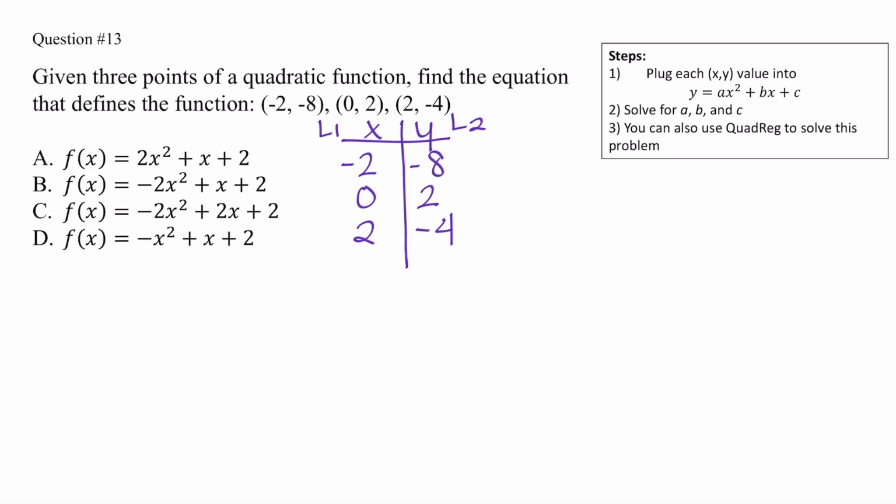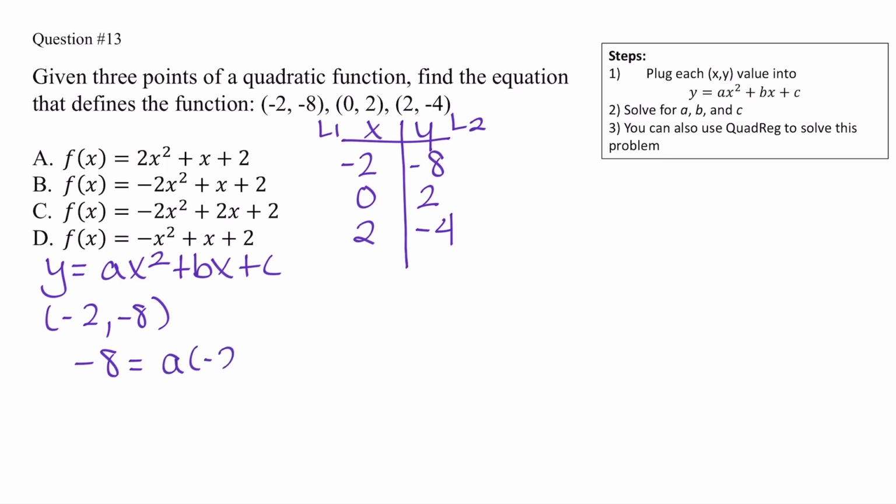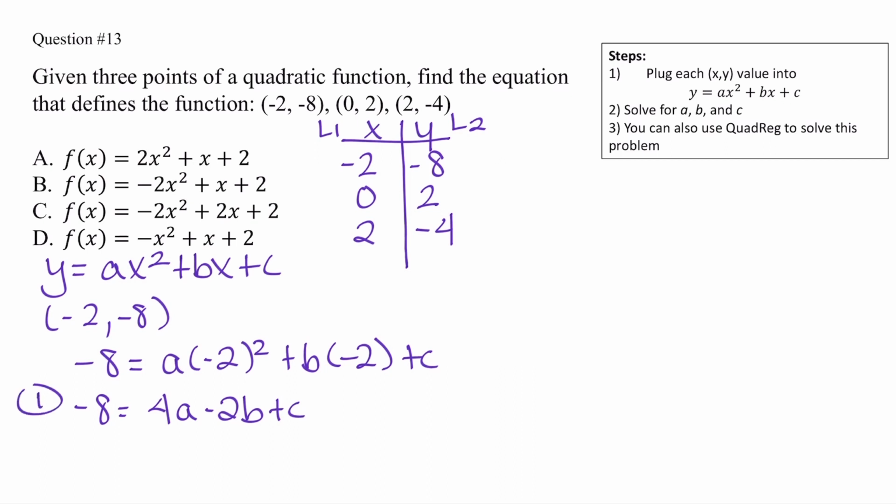To do this, you're going to plug in each of the points into standard form, y equals ax squared plus bx plus c. So let's first plug in negative 2, negative 8. So we have negative 8 equals a times negative 2 squared plus b times negative 2 plus c. So I have negative 8 equals 4a minus 2b plus c. So that's going to be equation number 1.